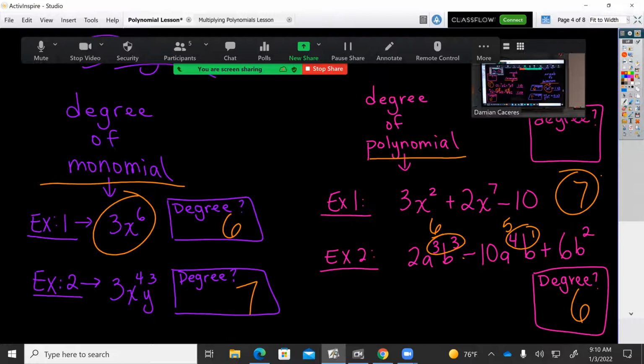All right, so far so good? Questions? This is just a degree. You don't have to copy all of it. Just understand that we're looking for the highest exponent when they say degree. If it's one term, it's that one. If it's a polynomial, look for the biggest one. So far so good?